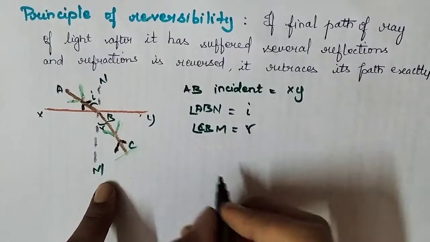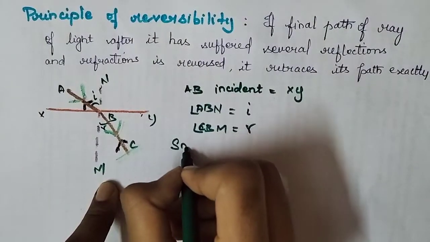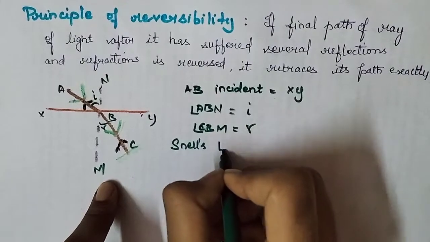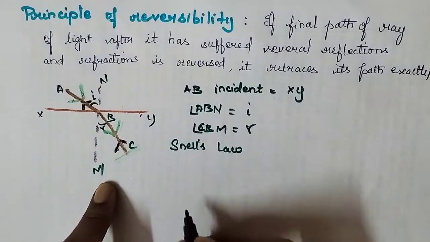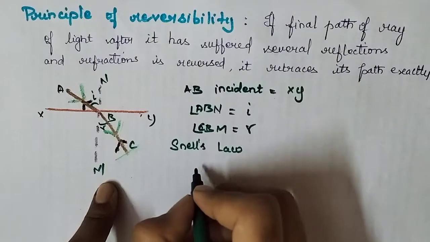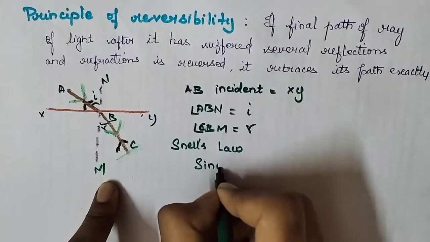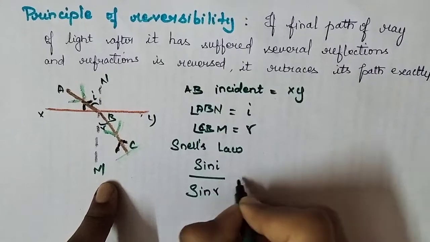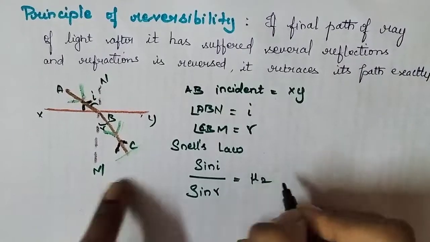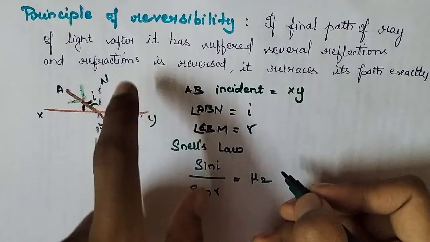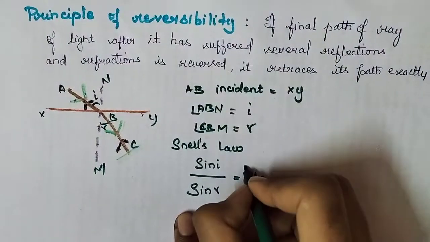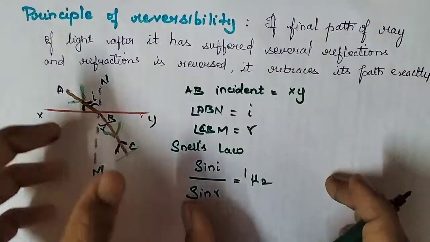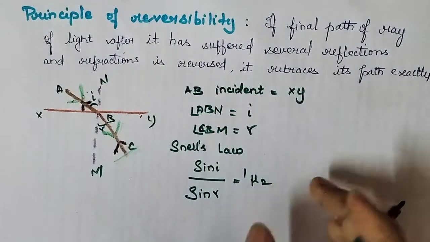Then according to Snell's law, this is Snell's law. Okay, what can we write? Sin I by sin R is the refractive index of 2 with respect to 1. Okay, so this is for the refraction.